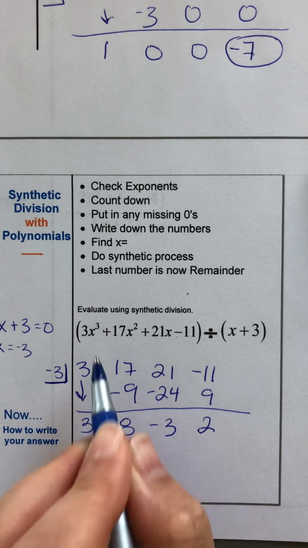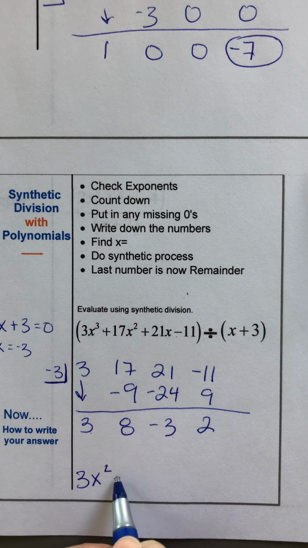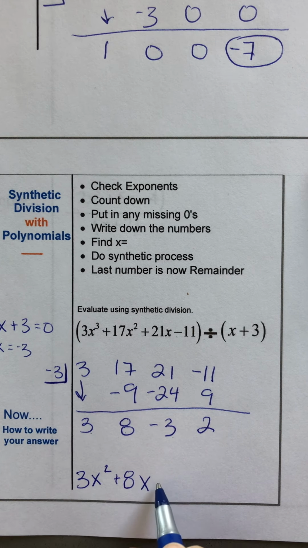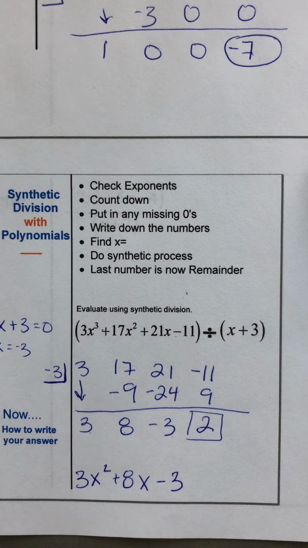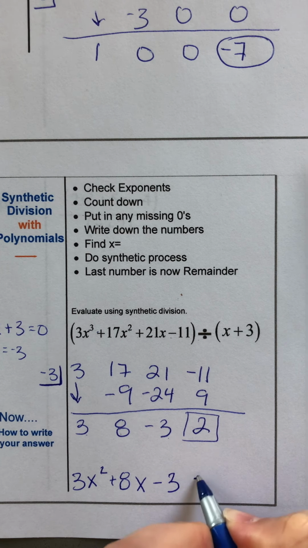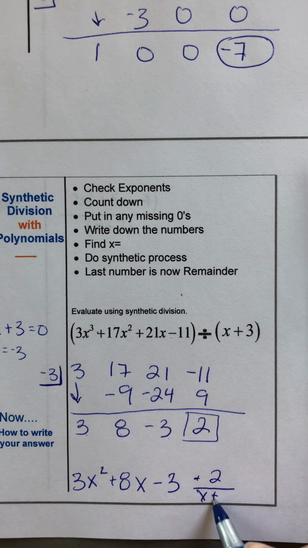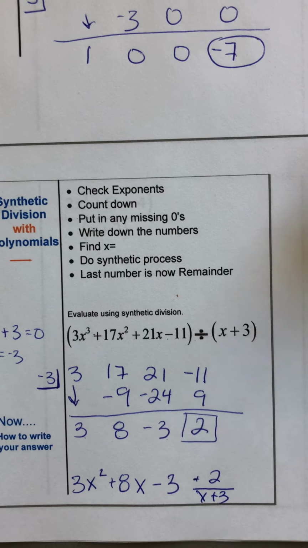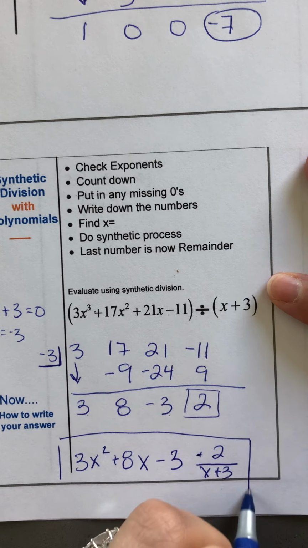So what does that mean? Instead of an x cubed, we're going to have 3x squared plus 8x minus 3. And now we still have this remainder. What do we do with this remainder? The way we write it is as a fraction. So plus 2 divided by x plus 3, what we were originally dividing by. So if you have a remainder, your final term should be a fraction. And this is how you would write your answer.